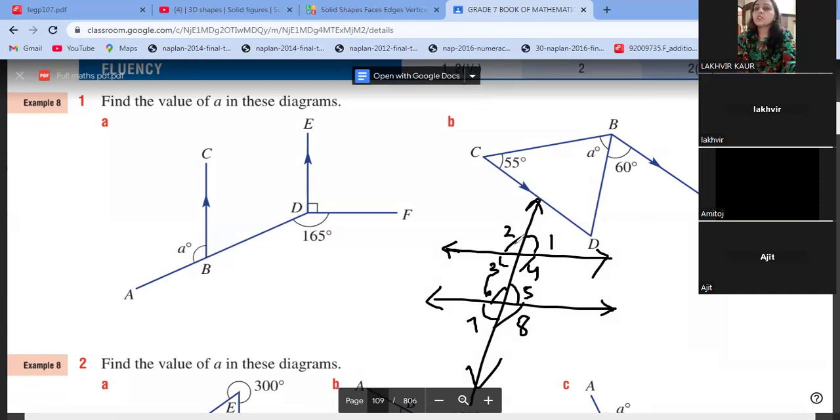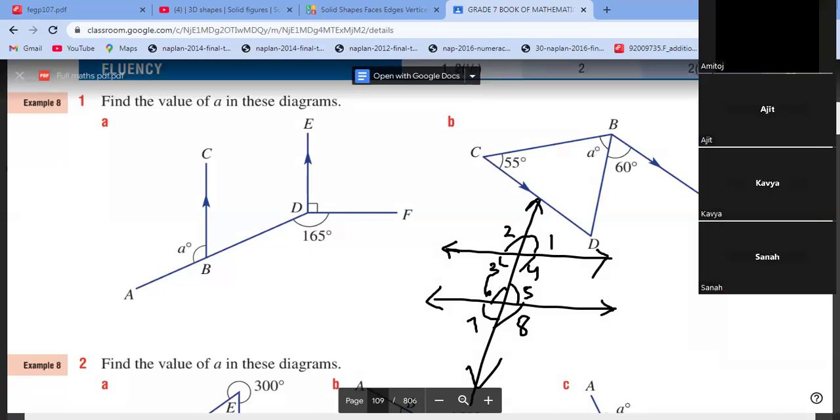So Amitoj, tell me what is the relation between angle 1 and 5? The corresponding angles. Kavya, you tell me what is the relationship between angle 3 and 5? Alternate interior angles. Very good. And Sana, what is the relationship between 6 and 4? They are co-interior angles. 6 and 4 are alternate interior angles, right?